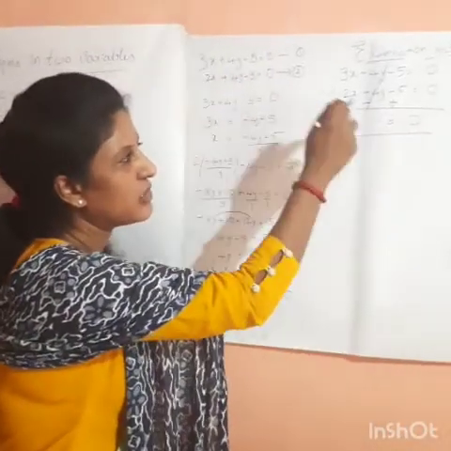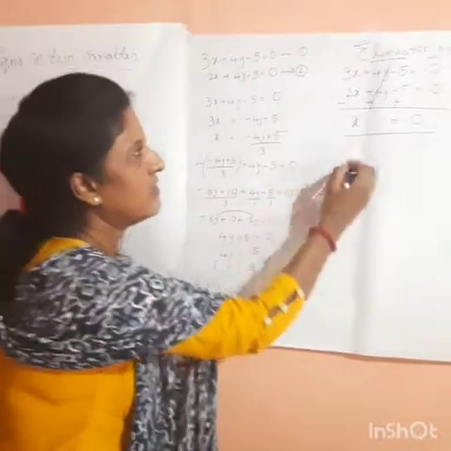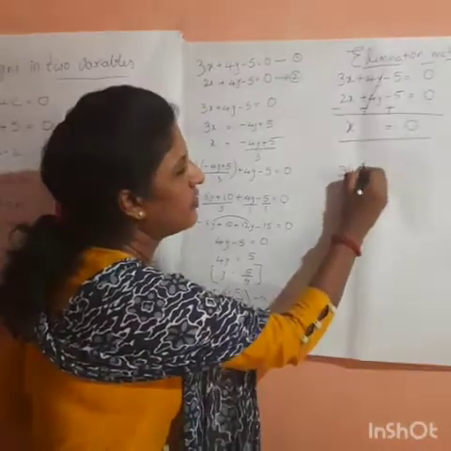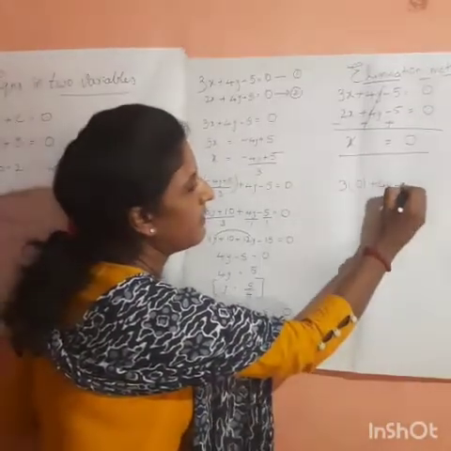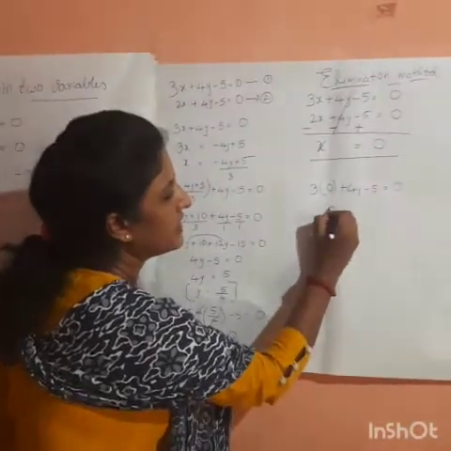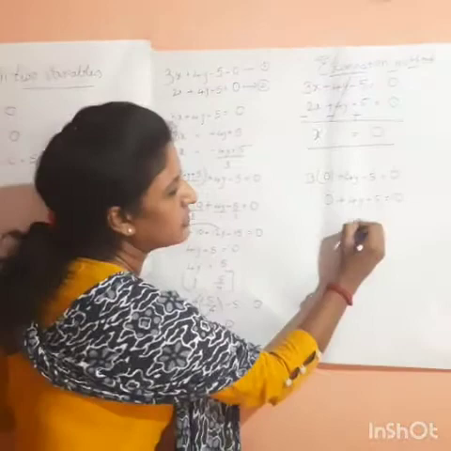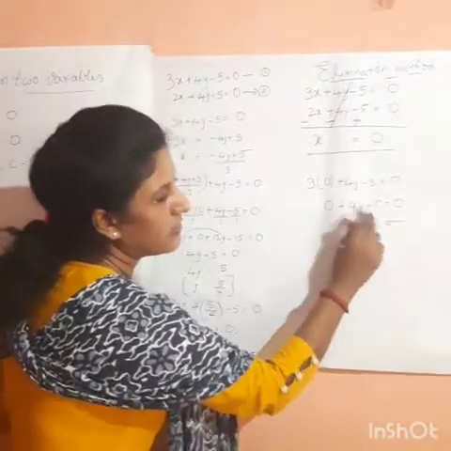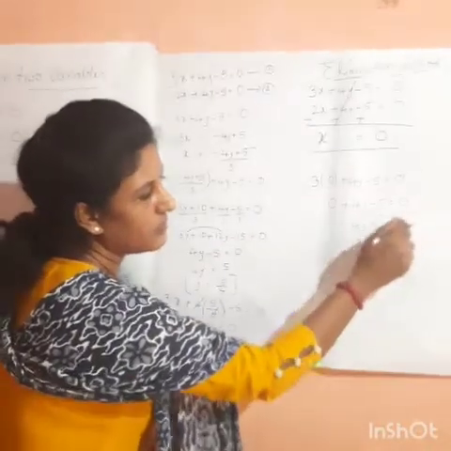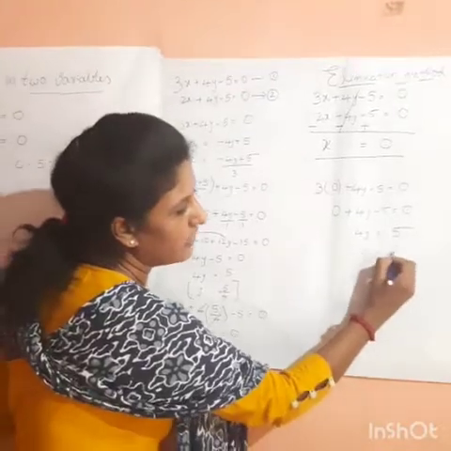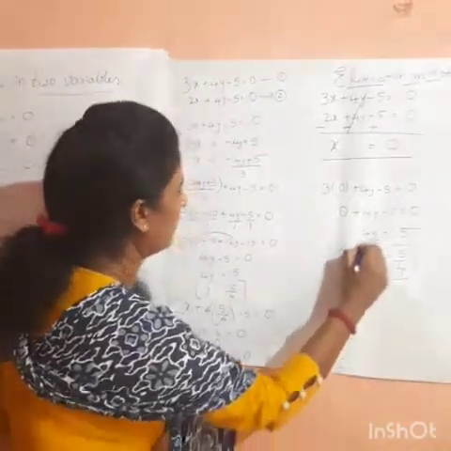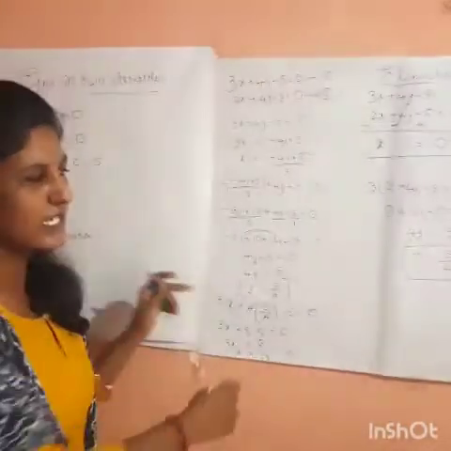Here x equals 0, substitute in any one of the equations. 0 plus 4y minus 5 equals 0. 4y equals minus 5, that means minus 5 goes to the other side as plus 5. So y equals 5 by 4, as we got before. So y equals 5 by 4.